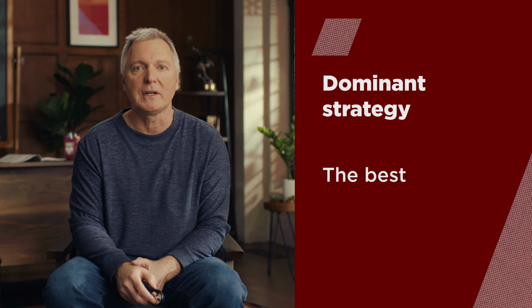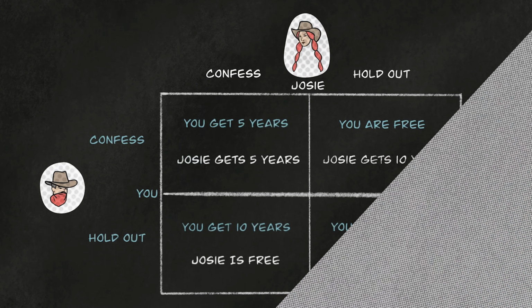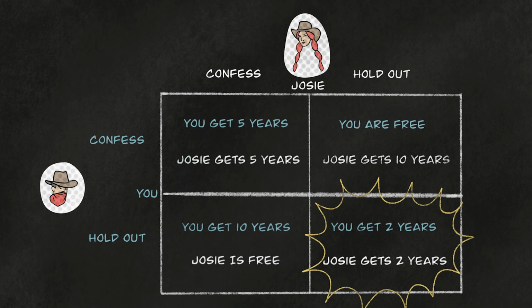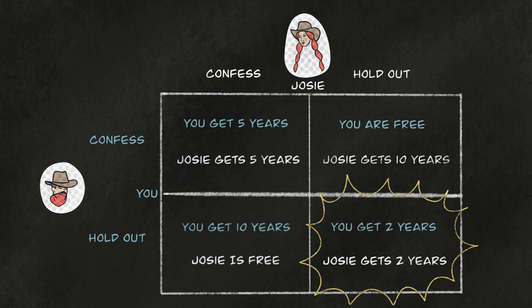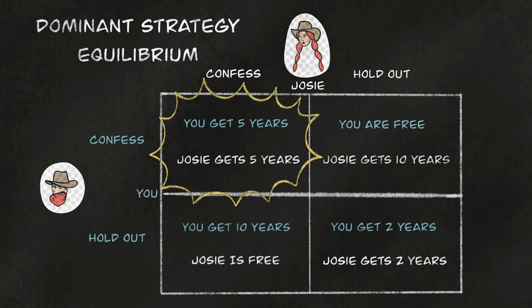A dominant strategy is the best response to every possible strategy of the other player. And in this case, that's why it's called a prisoner's dilemma. Even though the bottom right corner is better for everyone, where we only both go to jail for 2 years each, we end up in the top left corner because that's what's called a dominant strategy equilibrium. That means regardless of what the other person does, I'm going to always confess. And you know Josie will do the same because she is also a game theorist. So in the end, we end up in this bad equilibrium of confess, confess.